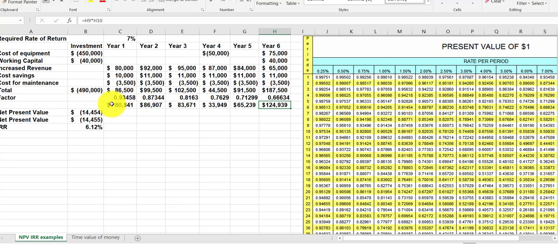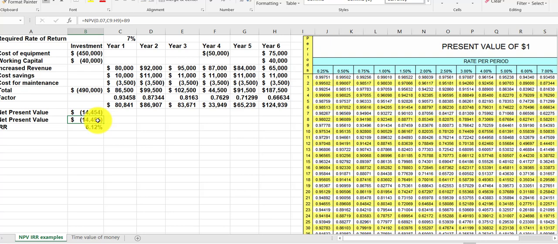Add those up, and then compare it to the investment that we had to make. And we get $14,454 on the negative side, which would mean that we don't go ahead with this project. It has a negative NPV because these are not as much as how much you're paying out.